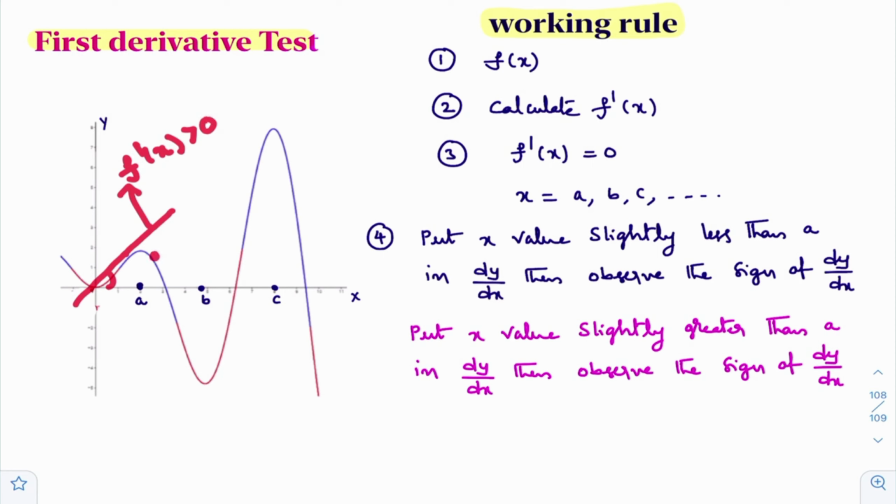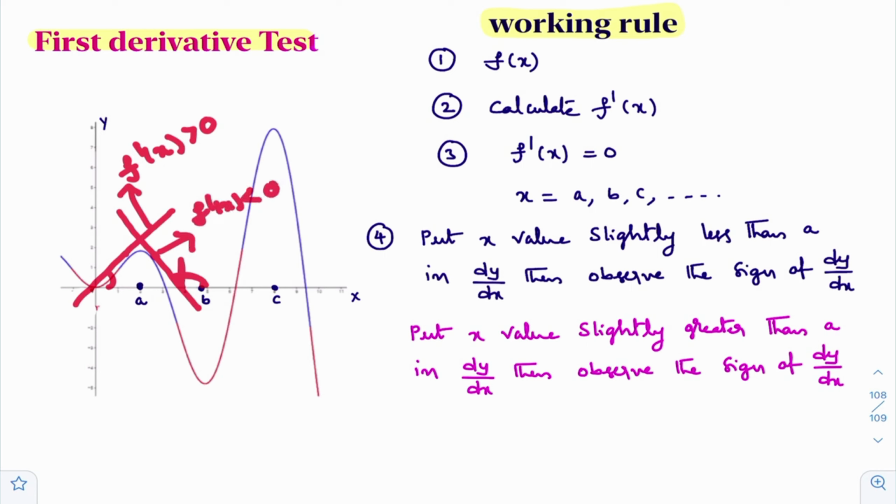At the same time, you draw the tangent at the point where x is slightly greater than A. You draw the tangent at this point. You can see that this is an obtuse angle, greater than 90 degrees. I hope you can understand. Obtuse angle means the slope of the tangent is negative. Obtuse angle means in between 90 to 180, in the second quadrant. In the second quadrant, tan theta is what?